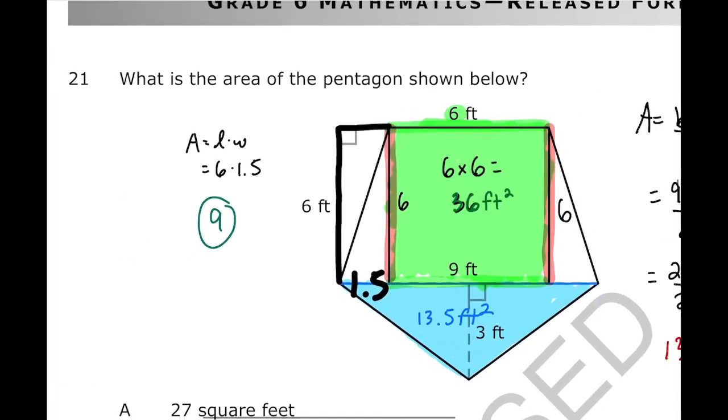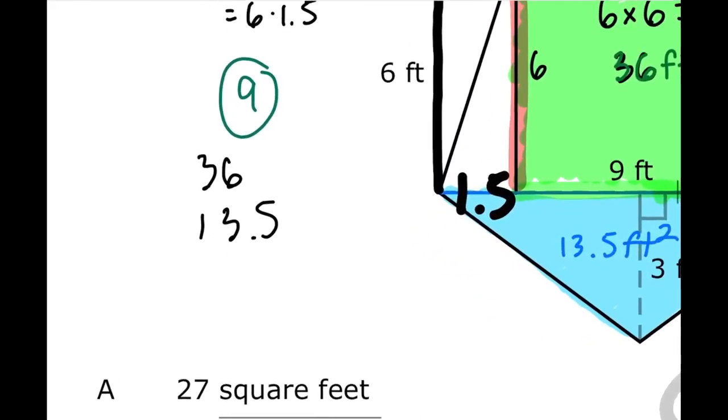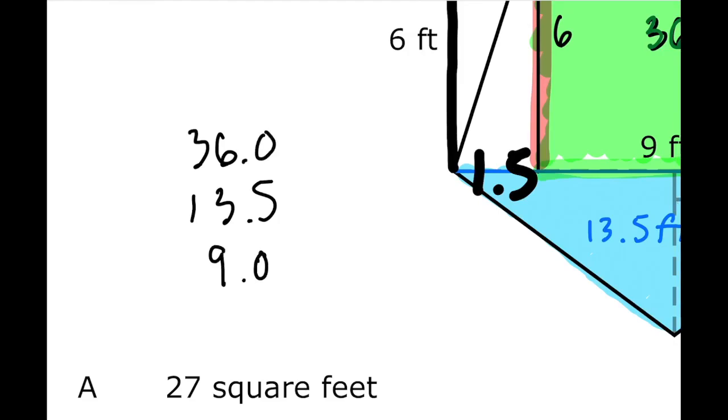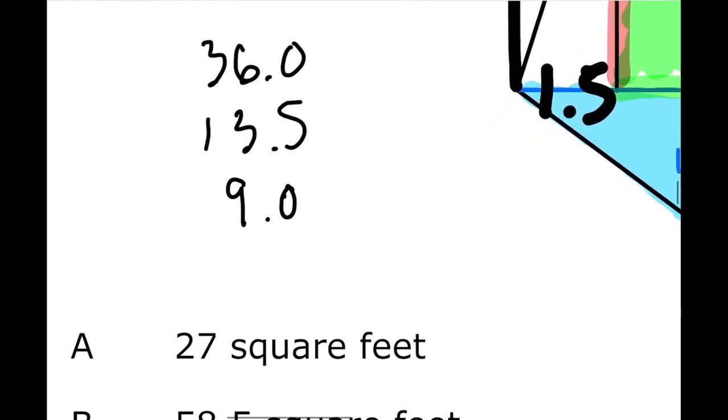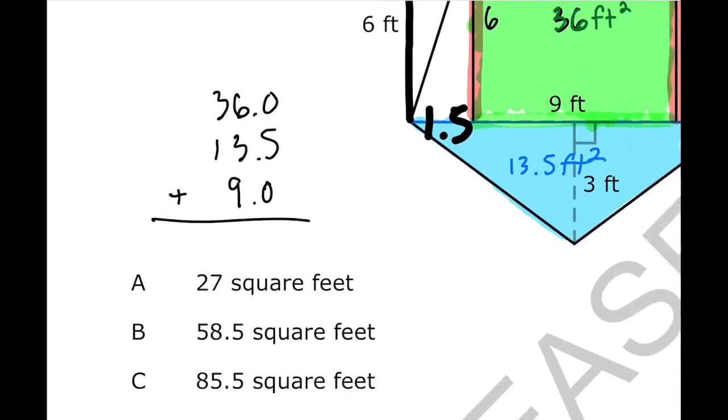Not quite. Now that we have 9, the 36 from earlier, and the 13.5 from the triangle, we need to add these three values together. Now, I don't think we need a calculator for this. Let's just line it up. Let's make sure 9 is written as a decimal. Your decimals need to line up. So let's add this together.